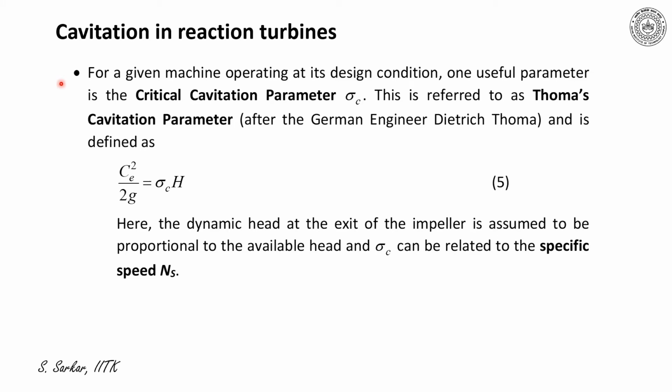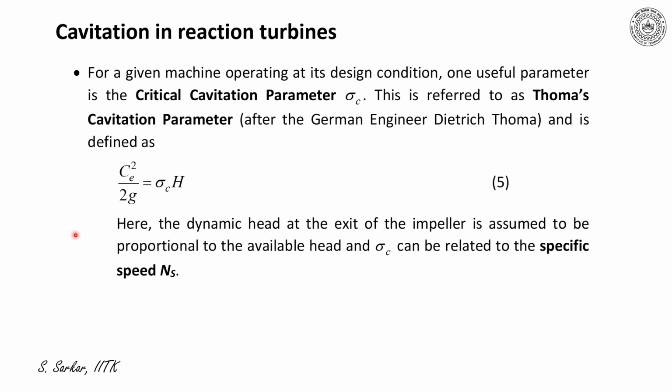For a given machine operating at its design condition, one useful parameter is the critical cavitation parameter sigma c. This is referred to as the Thoma cavitation parameter after the German engineer Thoma, and is defined as CE squared divided by 2g equals sigma c into H, which is equation number 5.